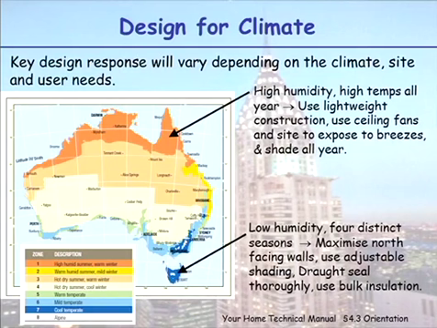Down south in Hobart, even in Melbourne, we have low humidity. We have 4 distinct seasons.